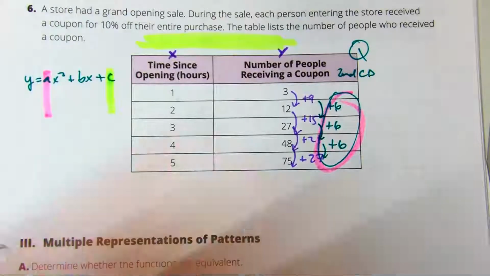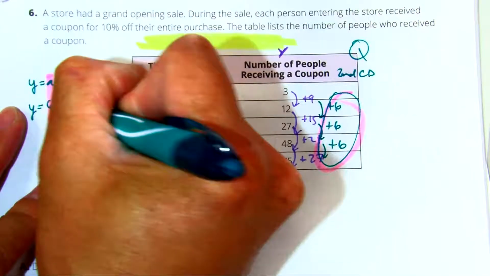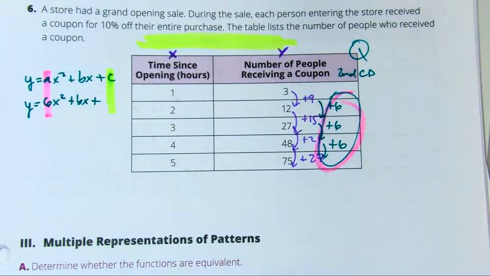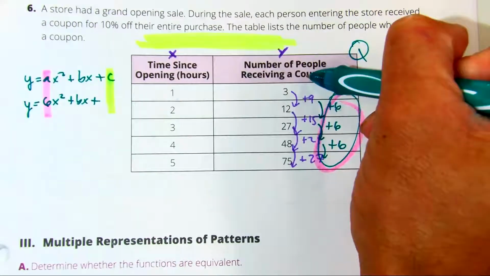Let's write that in. Y equals 6 times x squared plus bx plus... Courtney, how do I get the C value? What color did we highlight C for? So how do I get yellow numbers? If I subtract 6, what number should it be then? This number right here is 3? This number would be 3, right?